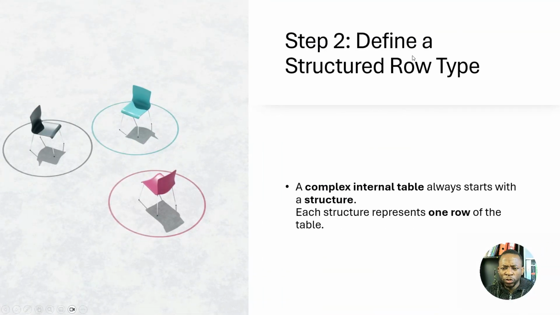In step 2, we define a structure row type. A complex internal table always starts with a structure, so there always has to be a structure, and each structure represents one row of the table. Think of this structure as maybe one flight connection record. Let's go to Eclipse and create our structure type.